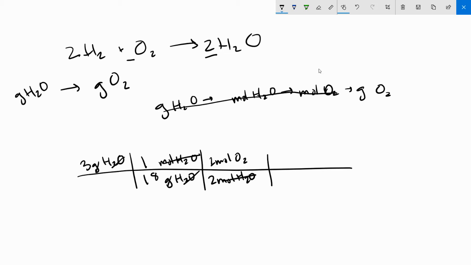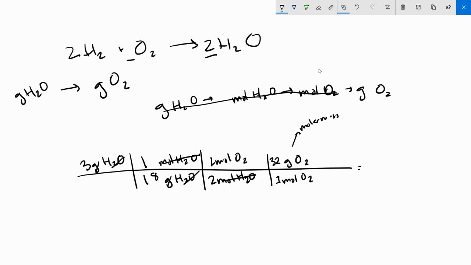Now I'm left with moles of oxygen, but I want it to be grams. So now I've got to go from 1 mole of oxygen is how many grams of oxygen? Again, this is my molar mass, which is 2 oxygen atoms, 2 times 16 is 32 grams.